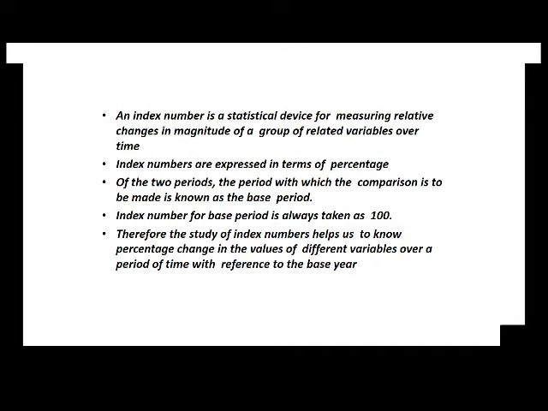An index number is a statistical device for measuring relative changes in magnitude of a group of related variables over time. Index numbers are expressed in terms of percentage. Of the two periods, the period with which the comparison is to be made is known as the base period. Index number for the base period is always taken as 100. Therefore, the study of index numbers helps us to know the percentage change in the values of different variables over a period of time with reference to the base year.